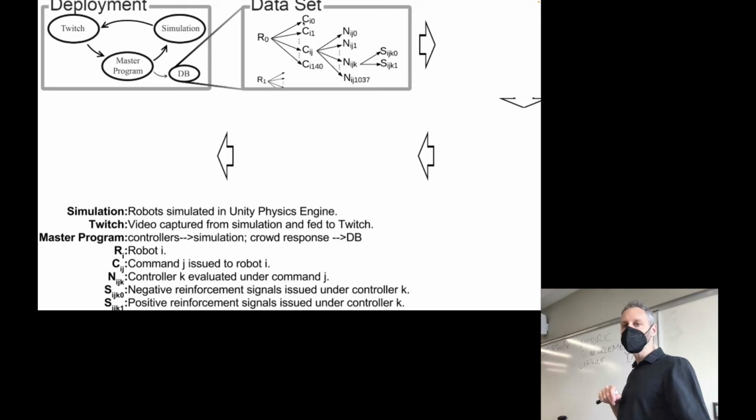This little cartoon example here, there were 140 different commands that were typed in under R0. Multiple instances here can be the same command, so these are not unique commands. C3 could be jump, and C17 could also be jump. People could type in or vote for commands that were sent to the robot multiple times. Okay.